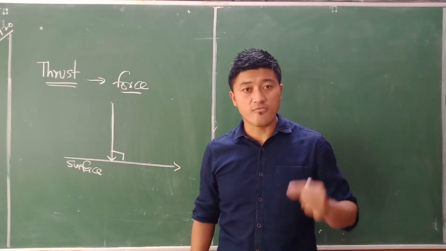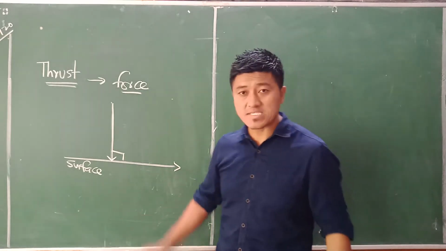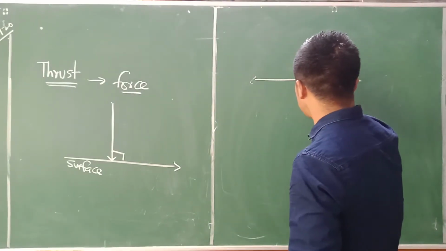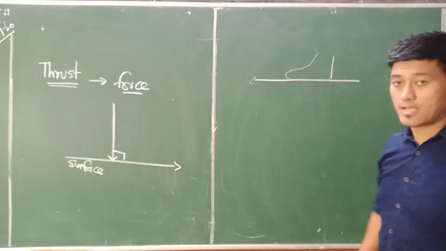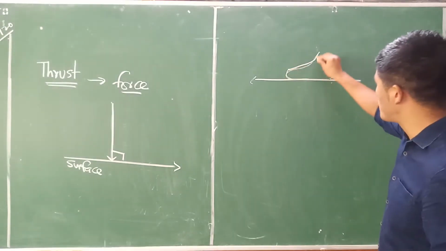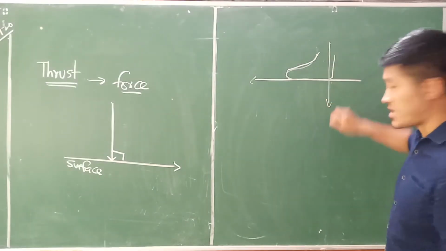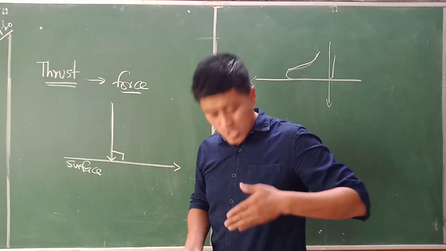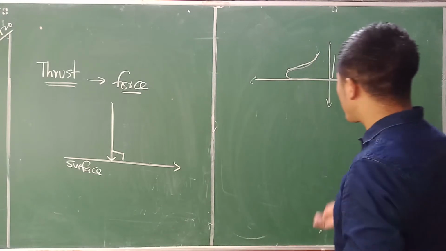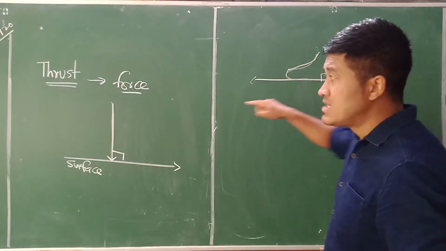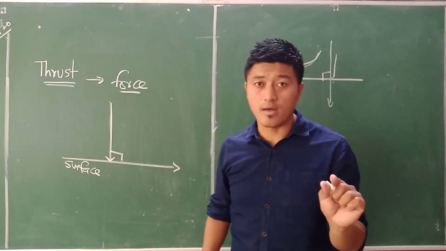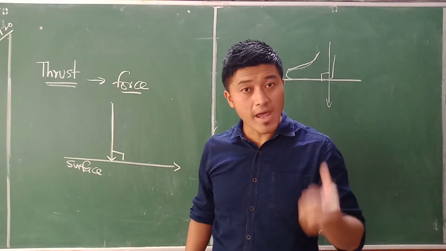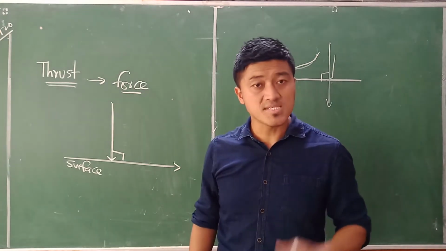Now let me think of one example here. Let's say this is the ground, and there is a person who is wearing a shoe. This is the foot of the person, and he is applying force in the downward direction. For example, when we are walking, we are not applying the force in that direction, but instead we are applying the force downward so that we can stand. So when this forms a perpendicular angle, this kind of force is what we refer to as thrust. So in short, how do I define thrust? Thrust is a force which always acts in a perpendicular direction to the surface. Clear?